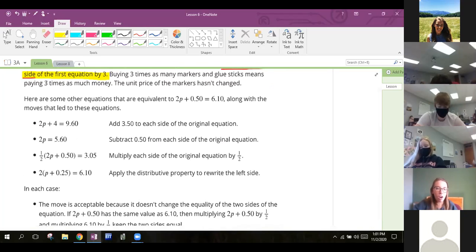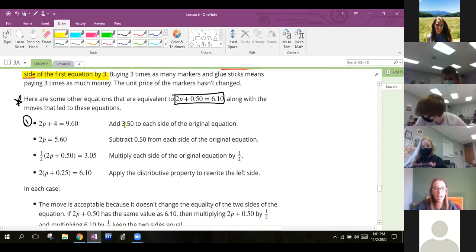It says here are some other equations that are equivalent to this equation, along with the moves that led to them. All right, so the first one here, what they did was they added 3.50 to each side. Each side is that key word right there. If they do the same operation to both sides, it's going to stay equivalent. What about in this second one, what does it say they did? Subtracted 0.50 from each side. Good. They subtracted 50 cents from each side.